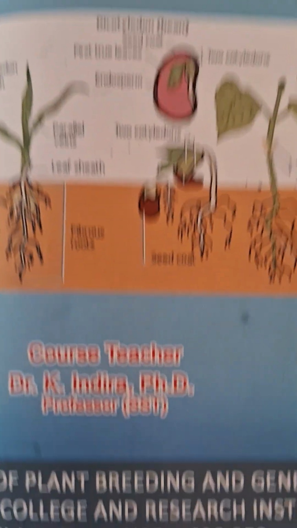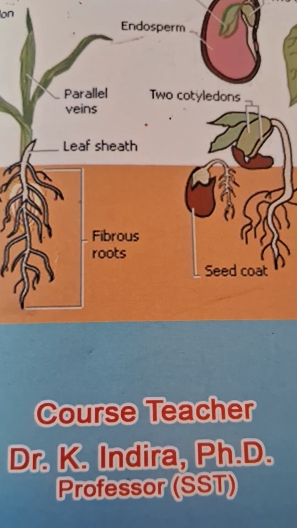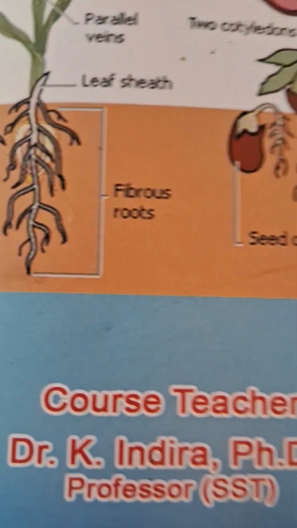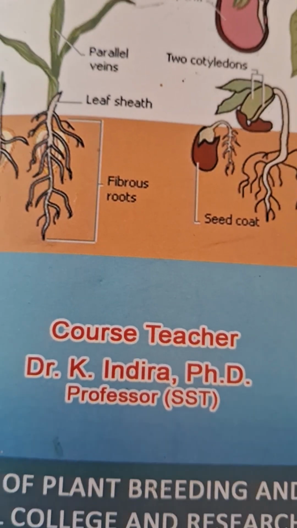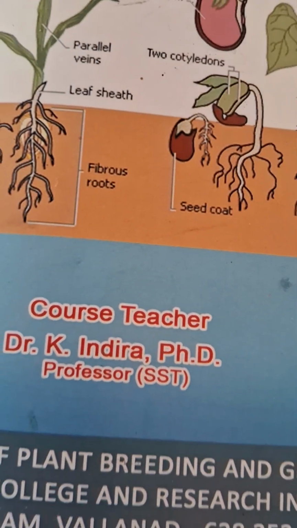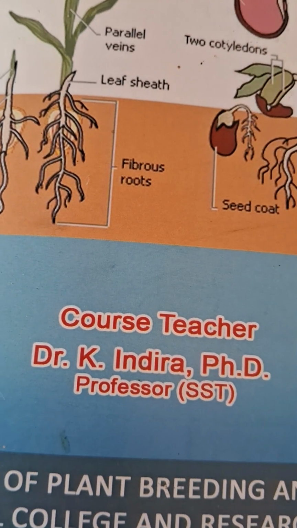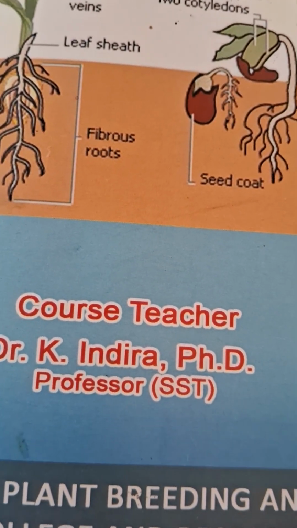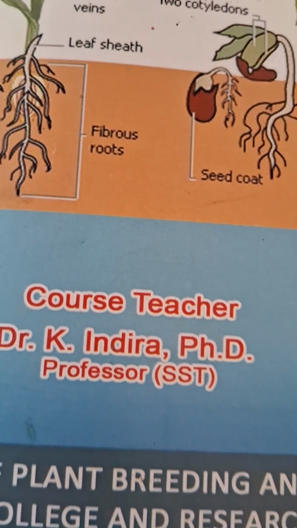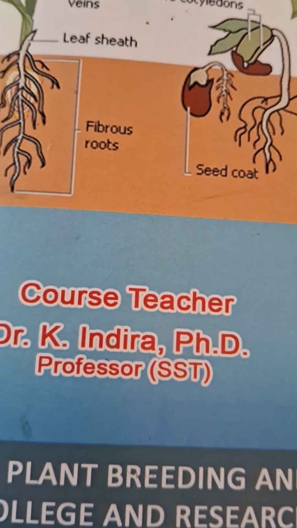The seed is different from grain. So the seed is used for propagating purpose, and the grain is used for consumption purpose. So that is the first difference. Seed is viable, but the grain is not viable.